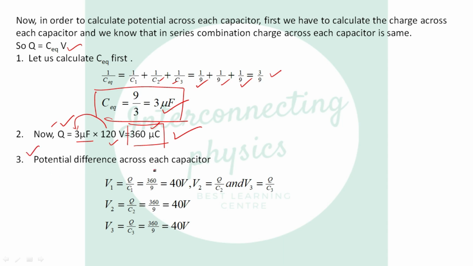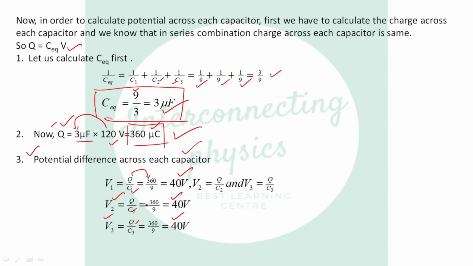Now let us calculate the potential difference across each capacitor, which is V1 equal to Q over C1. Q is 360, C1 is 9 microfarad. So the answer is 40 volt. Second one, answer is 40 volt, and third one, answer is 40 volt. Why is the answer the same? Because the capacitance of each capacitor is the same.